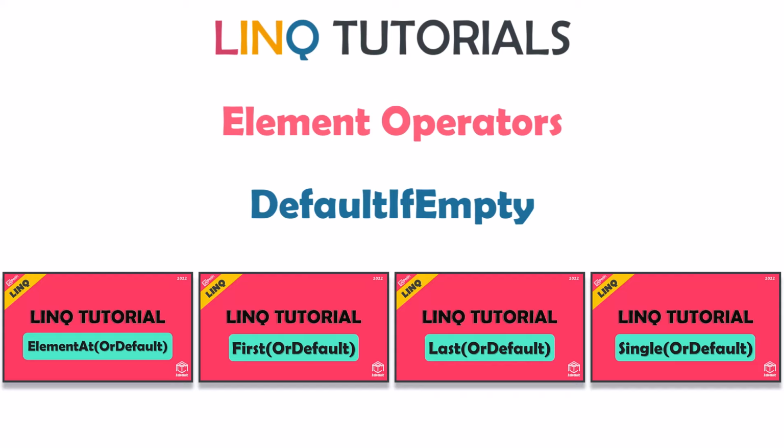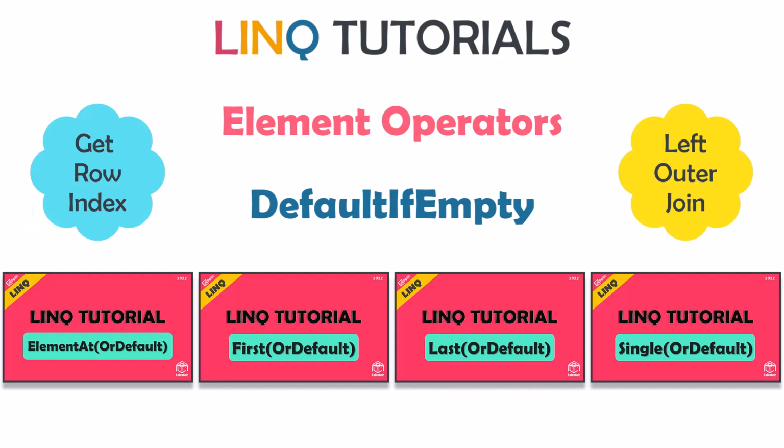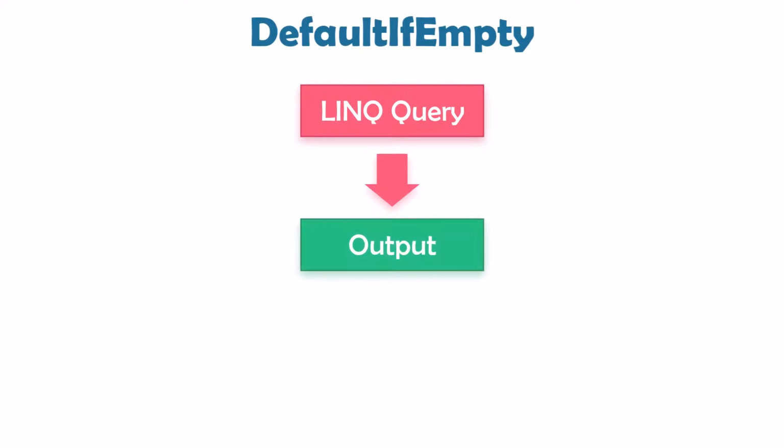In this video I will show you different examples using the new operator, which are in relation with the old 8 operators. But also 2 other examples: how to get the row index from a data table, or also how to use this operator in a left outer join. Let's go. I mentioned in the last videos that we get an output from each LINQ query.